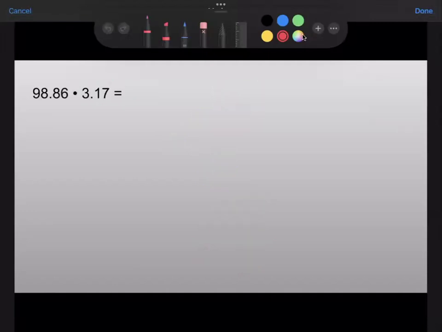Okay, here's our next one. It's another multiplication one, but it's a much bigger number than we had before. So I'm going to need lots of room for this one. Again, I'm going to ignore the decimals. They are not there. I'm just going to write 9886 times 317. Okay, so what I'm going to do first is multiply everything on the top by the 7.